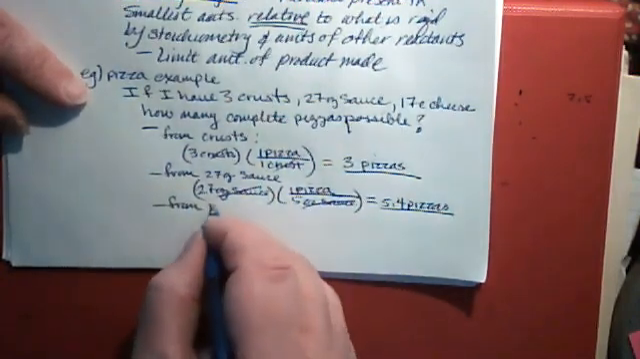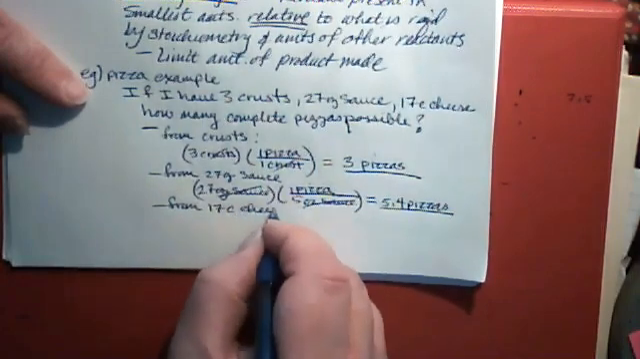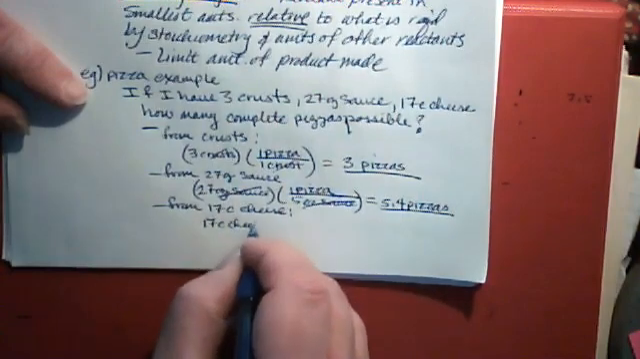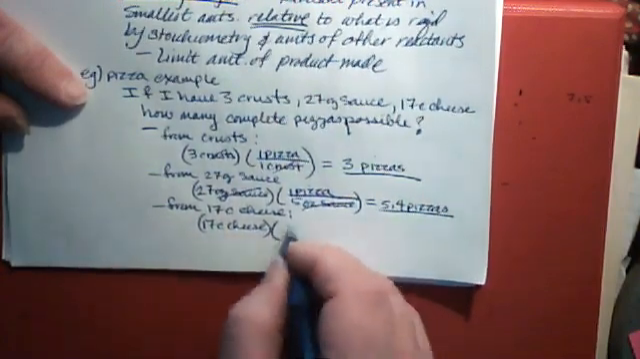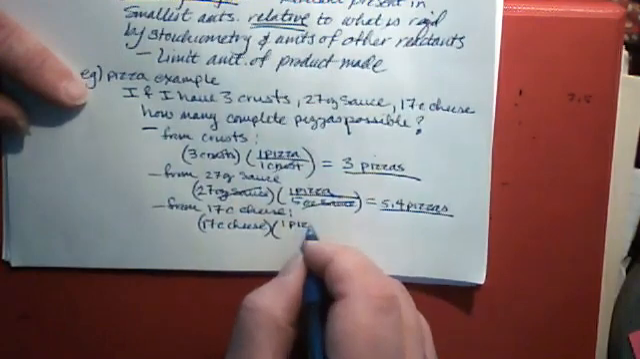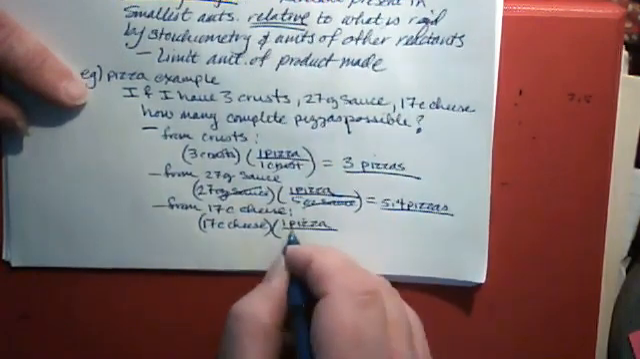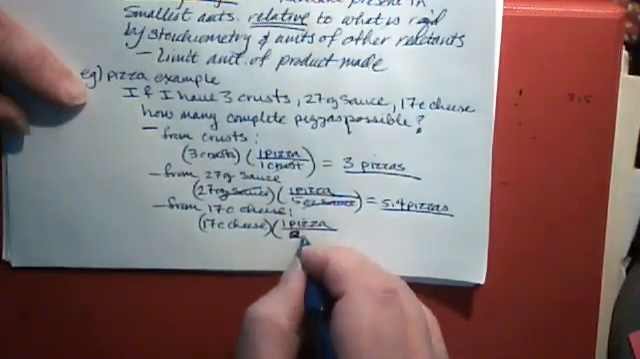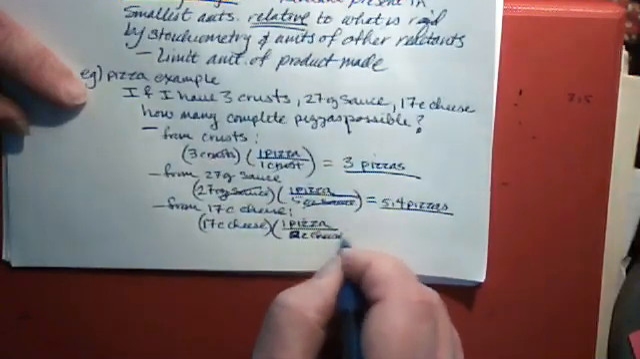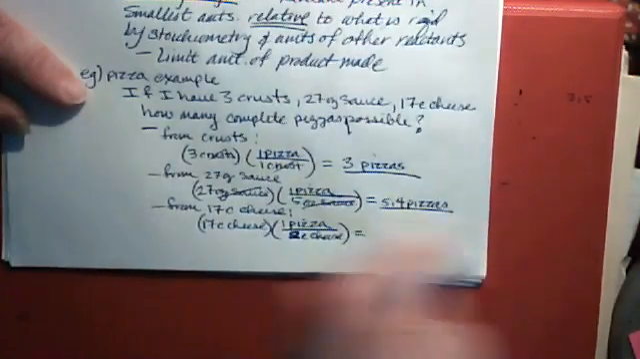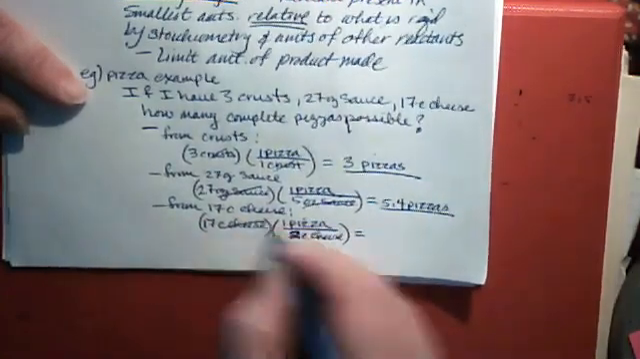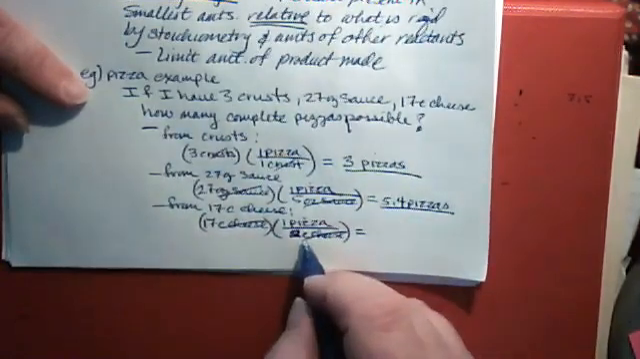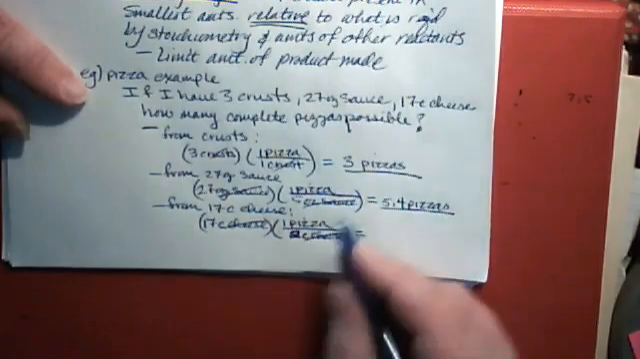From the 17 cups of cheese, there's one pizza possible for every, what was it, 5 cups of cheese? No, 2. Sorry, 2 cups of cheese. And notice the cups of cheese cancel out, leaving you with pizzas as the unit. 17 divided by 2 would be 8.5.